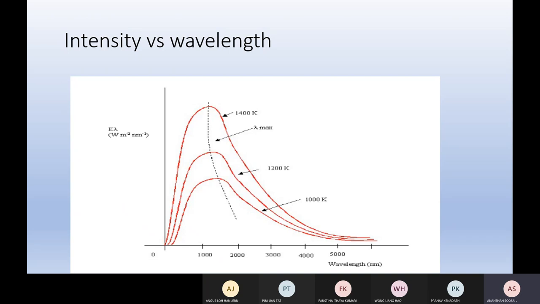For example, if they ask what assumption is made for Wien's law: the star is assumed to be a black body. What is meant by black body? A perfect emitter and absorber of radiant energy.